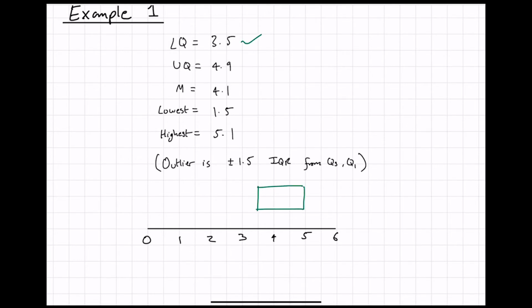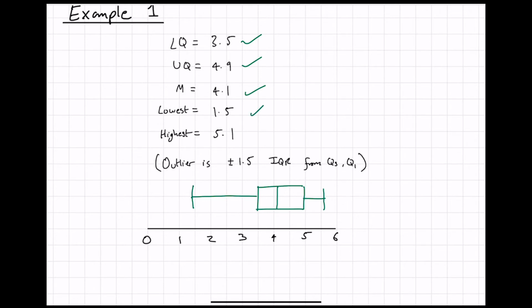So we've done that. We know the median's 4.1, which is somewhere there, and we can mark that off. The lowest value is 1.5, somewhere over here, and the highest is 5.1, which is somewhere over here. And then you just connect those up. And there you go, you have your box plot.